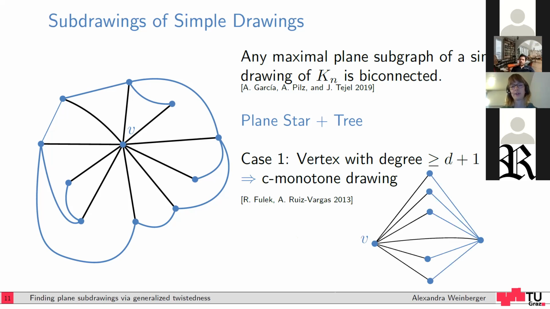In case 1, we are going to look at this vertex of degree at least d plus 1 and all the vertices it is connected with in this plane way that we got this degree. So we have the star vertex V and the other vertices.